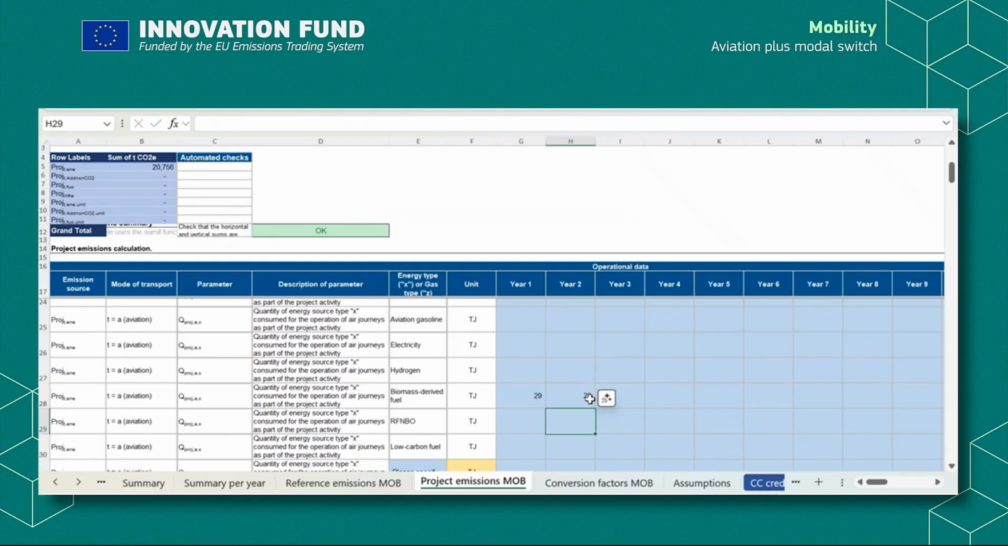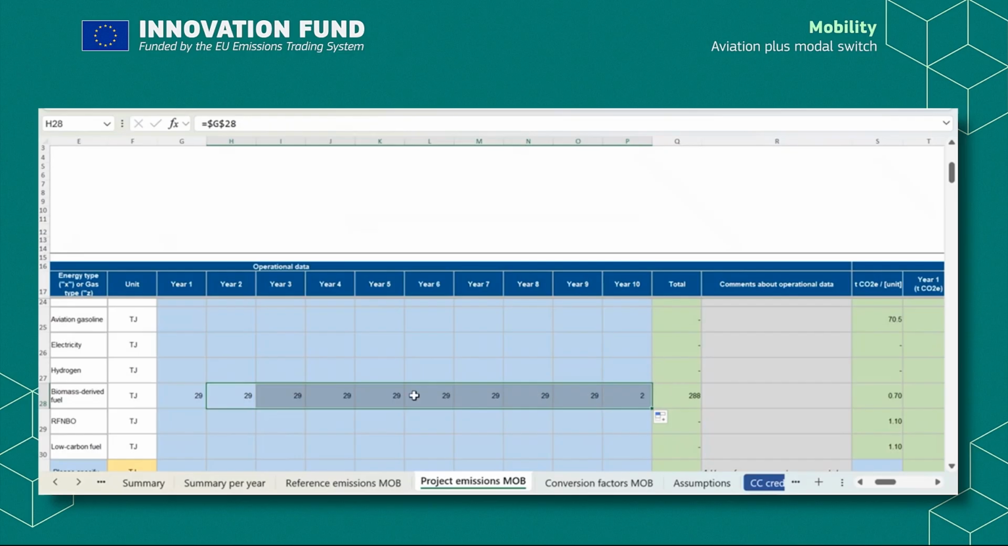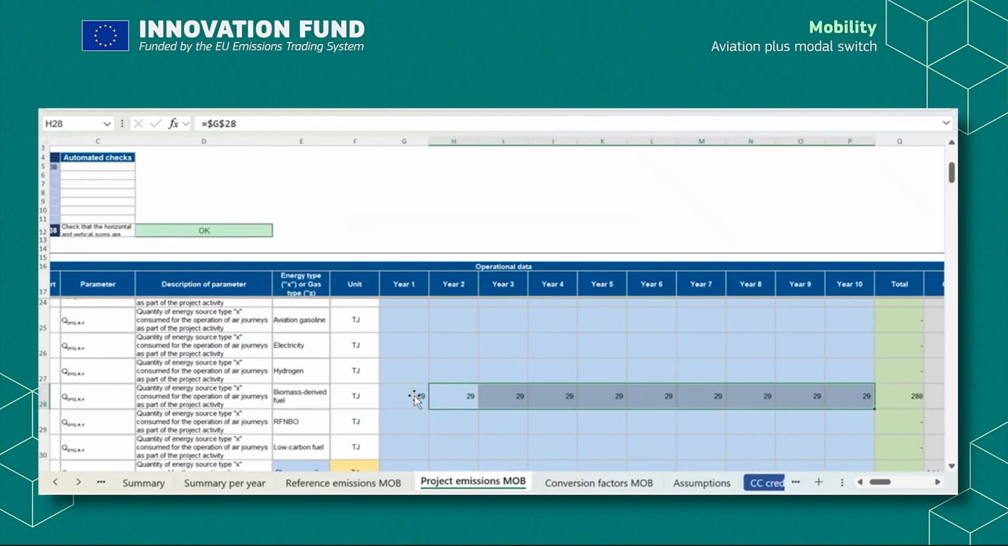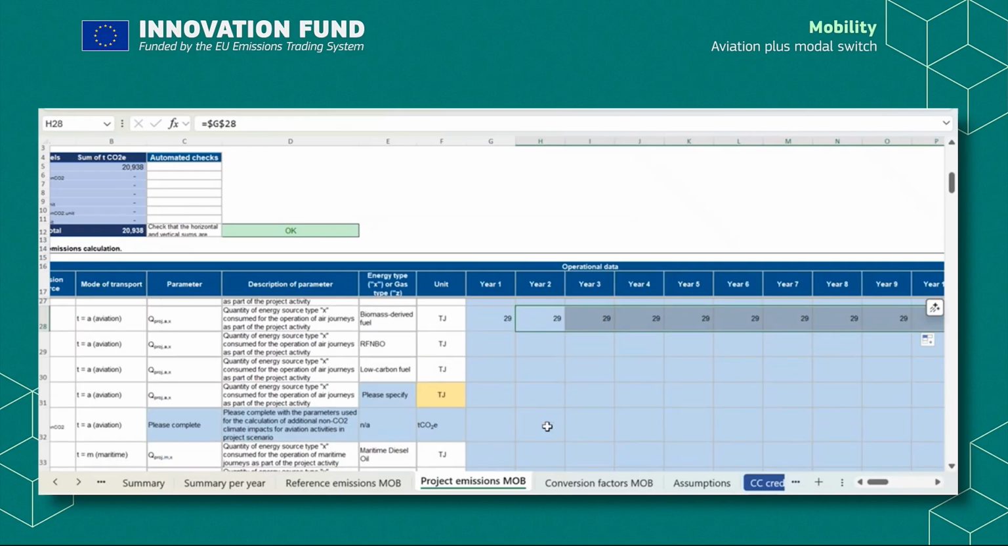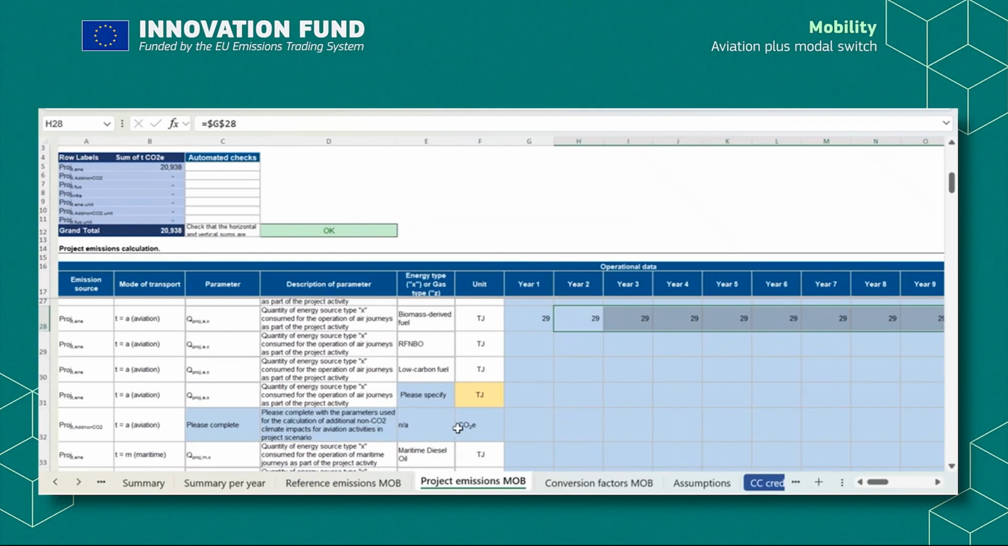The amount of jet kerosene and biofuel in our example is the same, because of the 50-50 split in the sustainable aviation fuel. I will again assume these operational characteristics will not change over the years, and replicate the value for the other years. In row 32, we need to add the additional non-CO2 climate impacts for aviation activities.